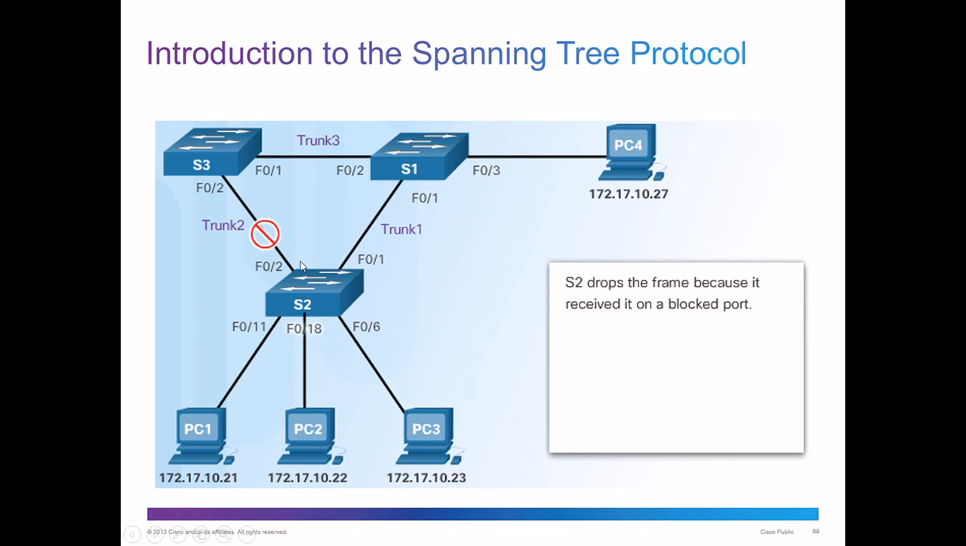So this link will be blocking data from going through. This actual switch will never have anything to do with it. It'll just be sitting idle. Data from PC1, PC2, and PC3 will be able to communicate with PC4 using this trunk. If this trunk fails, then this trunk is automatically enabled by default, and then data is rerouted so you can have complete connections without any problems whatsoever.